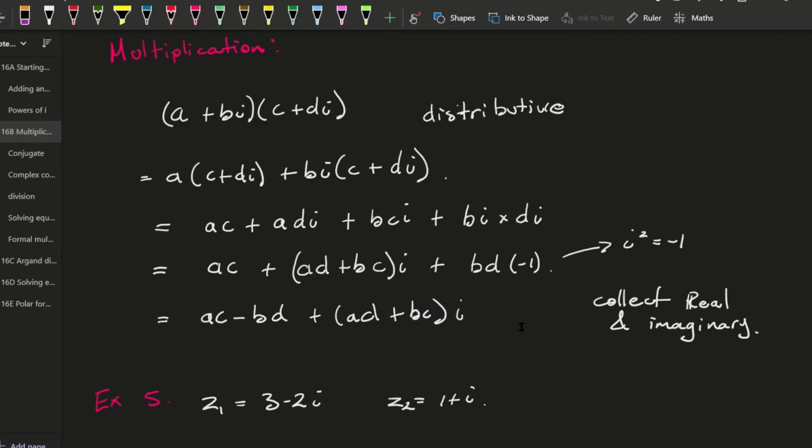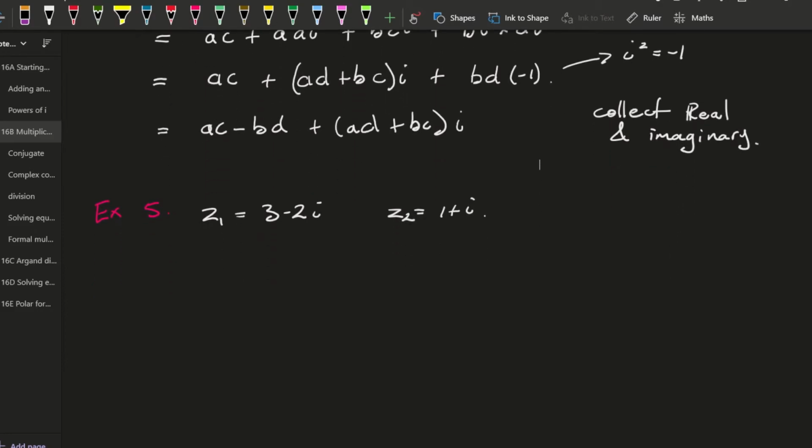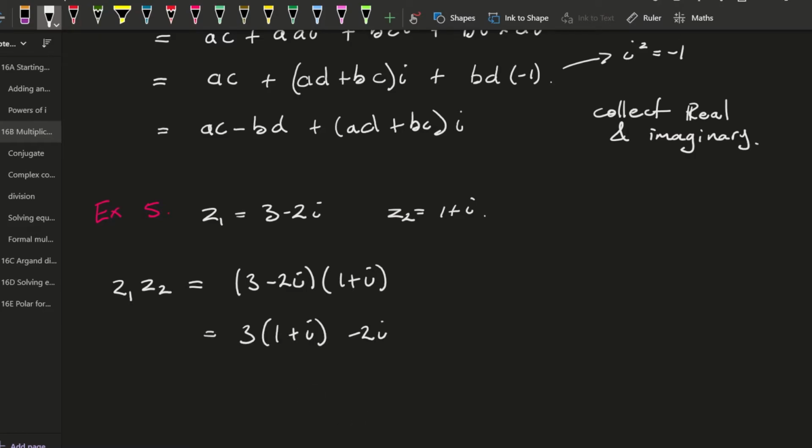So let's put that in action. Let's have a go at this example here. We've got this z1, 3 minus 2i, and a z2, 1 plus i. Now, if we're going to find z1 times z2, well, let's start by writing these out in brackets and following the distributive process that we had above. So 3 times (1 plus i) and minus 2i times (1 plus i). So clearly we've got 3 plus 3i and minus 2i times 1 and minus 2i times i.